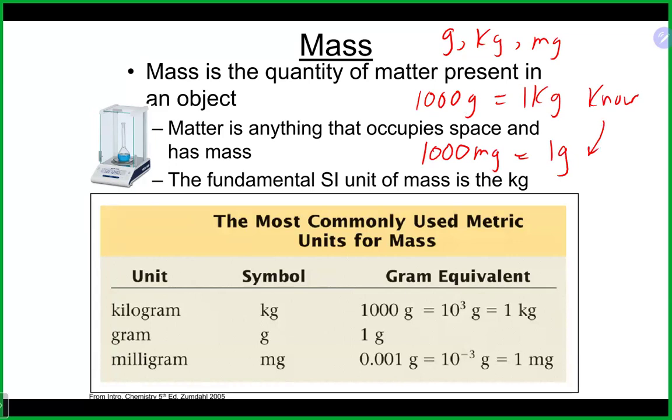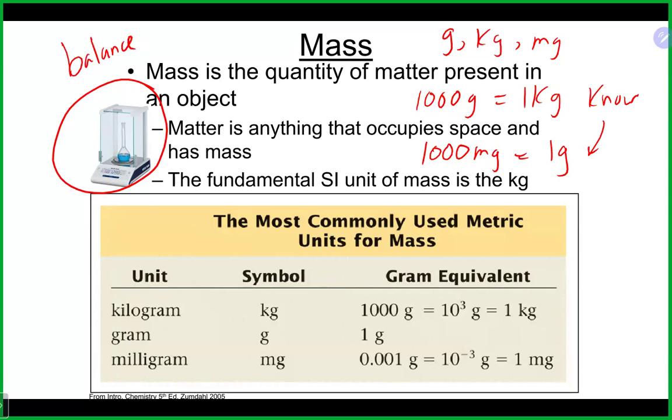So one of the ways that we do get the mass of an object is to use a device like this that we talked about when we were checking into lab. That is what is referred to as a balance. And we use it to weigh things and get the mass of an object.